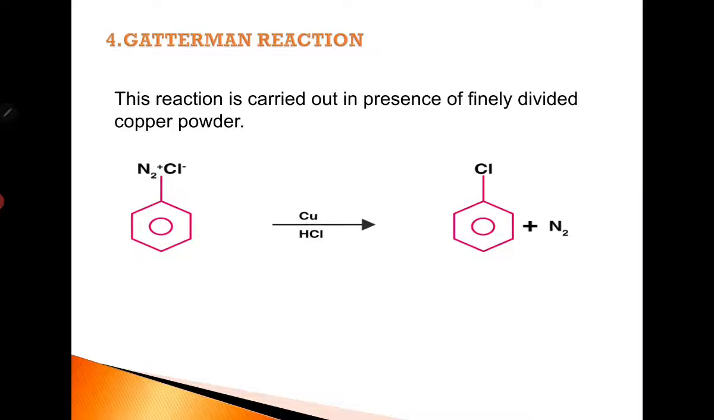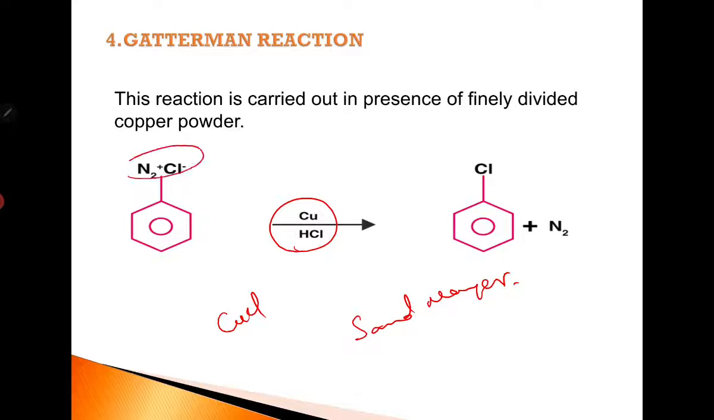Next, Gattermann reaction. This reaction is similar to the Sandmeyer reaction, but it is carried out in the presence of finely divided copper powder. There we used CuCl, but here we are using finely divided copper powder and HCl, and now the benzene diazonium group is replaced by Cl group and we get chlorobenzene.